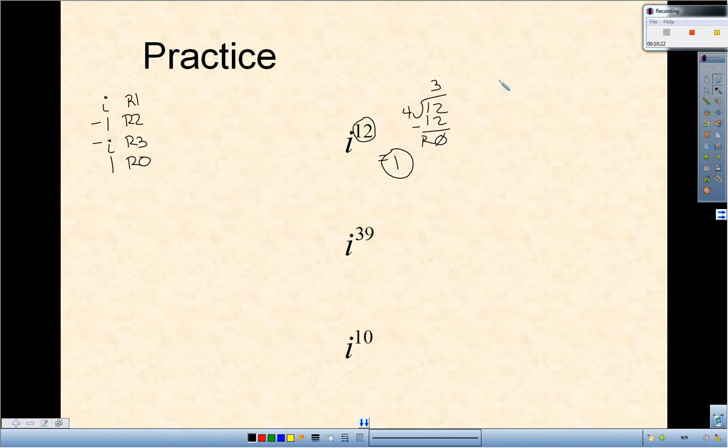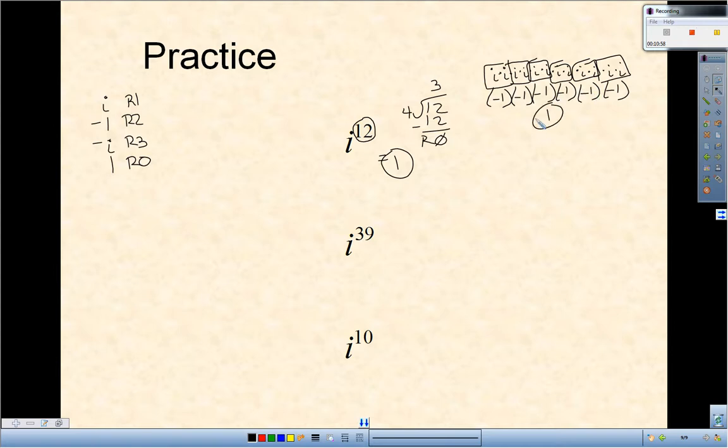And you can actually work that out if you wanted to. If you wrote down all 12 of those i's, remember i squared is negative 1. So every time I have i squared, that's negative 1. So each one of those is negative 1. Then if I multiply this, negative times negative is positive, and so on, all that would be times 1. But instead of writing all that out each time, if you'll just remember this chart, it makes it easier.